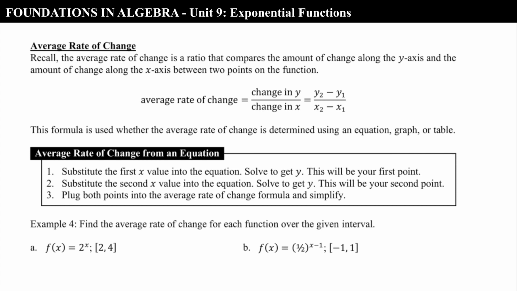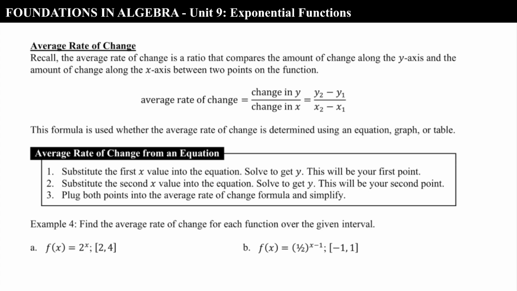Let's finish out this section talking about average rate of change. Now, the nice thing is, if you went through Unit 8 with quadratics, the method for average rate of change for exponentials is going to be exactly the same. So this is mainly going to be a little review section here to wrap up this part of the unit. So recall average rate of change is a ratio that compares the amount of change along the y-axis and the amount of change along the x-axis between 2 points on a function.